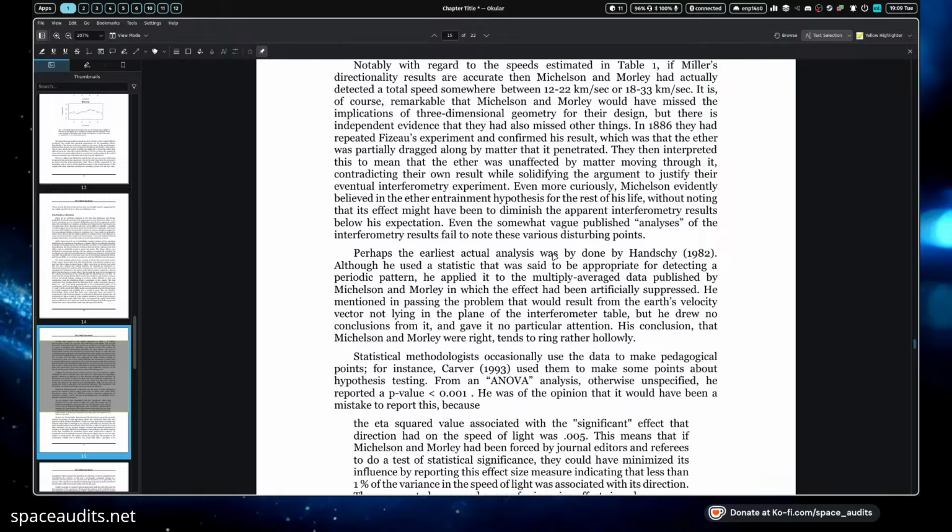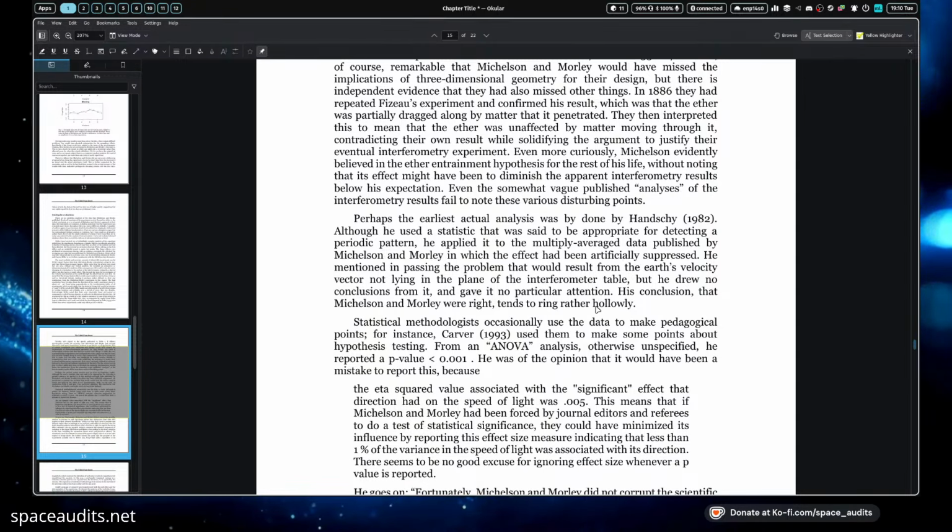Perhaps the earliest actual analysis was done by Hanssky. Although he used the statistics that were said to be appropriate for detecting the periodic pattern, he applied it to the averaged data published by Michelson and Morley, and the effect had been artificially suppressed. He mentioned that the problem could result from Earth's velocity vector not lying in the plane of the interferometer, but he drew no conclusion from that and gave it no particular attention. His conclusion that Michelson and Morley were right and that their trends ring rather hollowly.